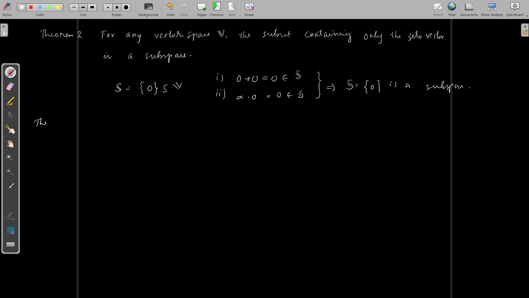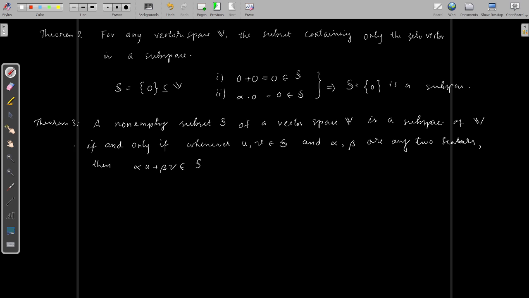Now we have theorem 3. The statement of theorem 3 is: a non-empty subset S of a vector space V is a subspace of V if and only if whenever u, v are two arbitrary elements of S and alpha, beta are two arbitrary constants, then alpha u plus beta v belongs to S. That means theorem 3 is also a characterization of a subspace. So theorem 3 combines the two conditions given in the first theorem, and it gives a single condition to verify that a subset is a subspace.